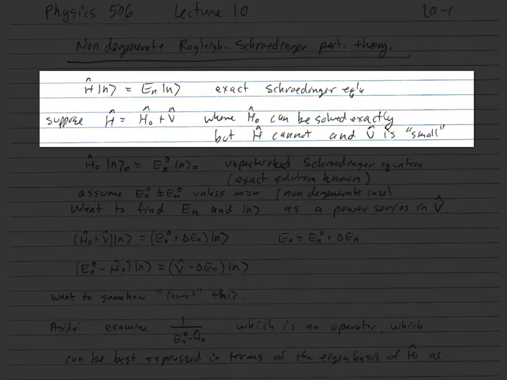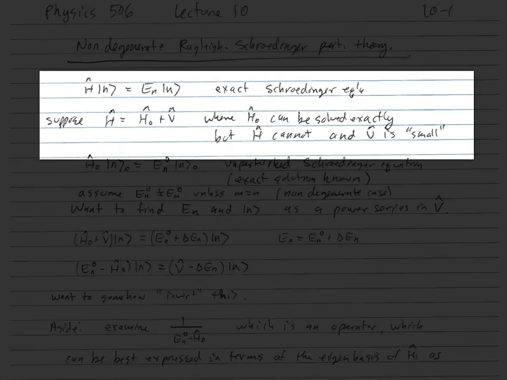We're going to suppose that our Hamiltonian has two pieces to it, an unperturbed Hamiltonian we call H0 and a perturbation that we call V. In general, for perturbation theory to be valid, the V has to be small in some sense. I've described this in quotation marks. The H0 has to be something that we can solve exactly. And by solve exactly, I mean we know both the eigenfunctions and the eigenvalues exactly.